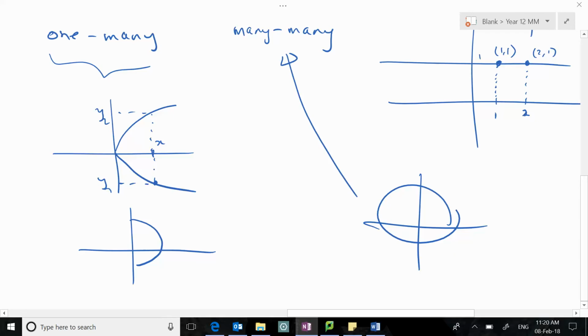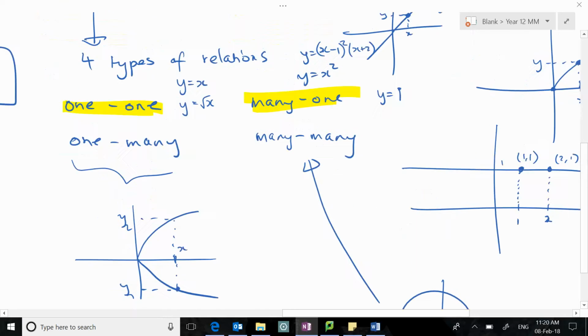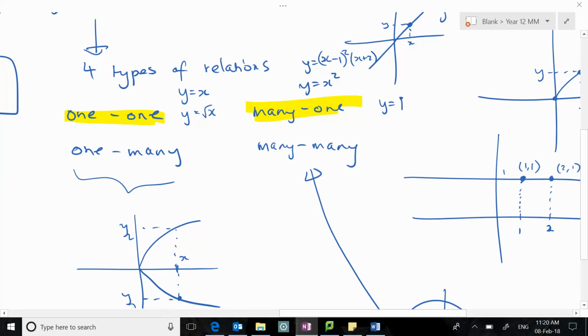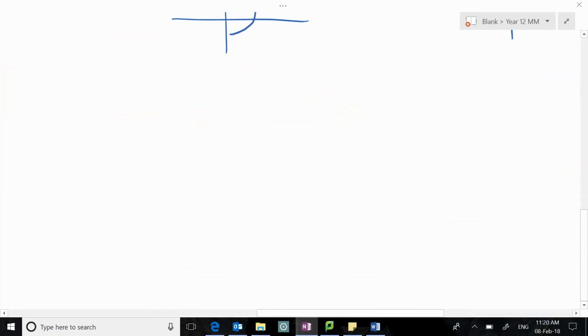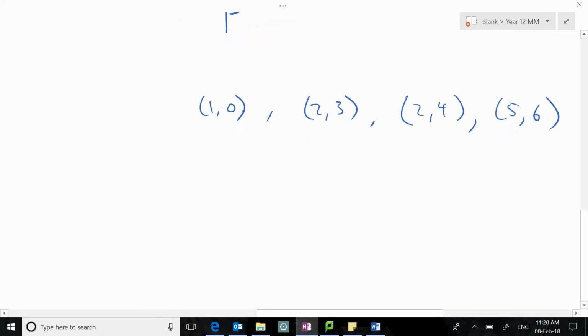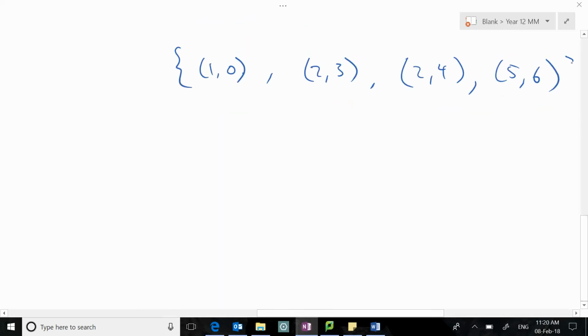So that was exercise 1B, and also what I squished in there as well is 1C. 1C talks about your types of functions and types of relations, and which ones are functions, which ones are relations. So what were the key things to look for again? If I gave you, let's say, 1, 0 with 2, 3, and then 2, 4, and then 5, 6. Is this a function or a relation for this set of coordinates?